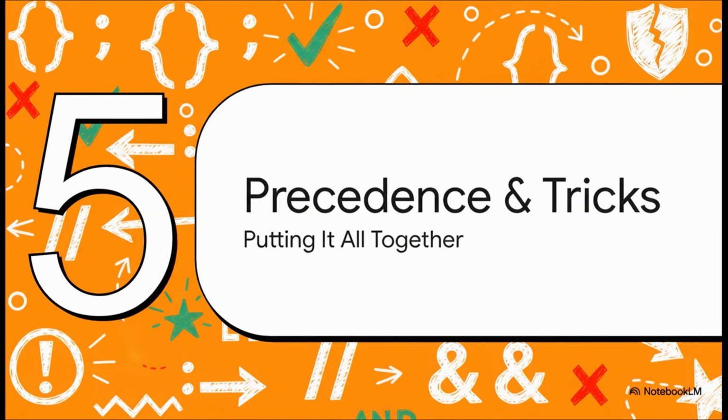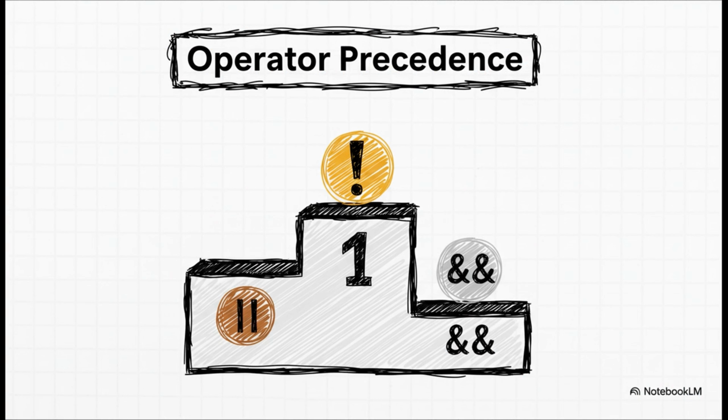Alright, we figured out the rules for and, or, and not on their own. For our final section, let's see how they all play together when you mix them up in the same expression. So just like how multiplication comes before addition in math, these logical operators have their own order of operations. It's called precedence. As you can see, not always gets evaluated first. It's the highest priority. Then comes and, and finally, at the bottom of the list is or. This is absolutely critical to know when you're trying to figure out a complex logical statement.